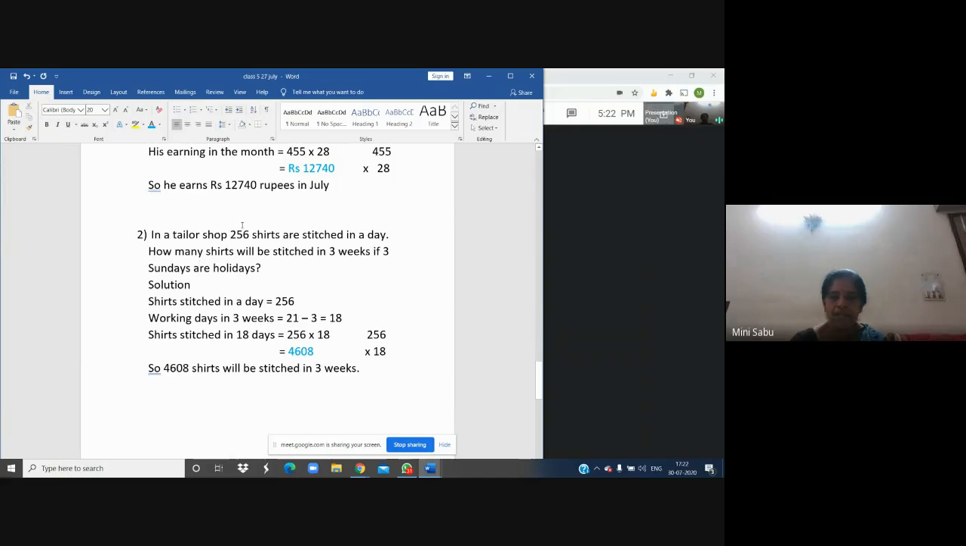So let us think, what is this 256 shirts? Number of shirts stitched in a day. If you want, you can write number of shirts stitched in a day. How many? 256. Then working days in 3 weeks. In 3 weeks, how many days do they do the tailoring work? So 21 days are there in 3 weeks, but 3 days are holidays. So 18 days are working days. So working days are 18.